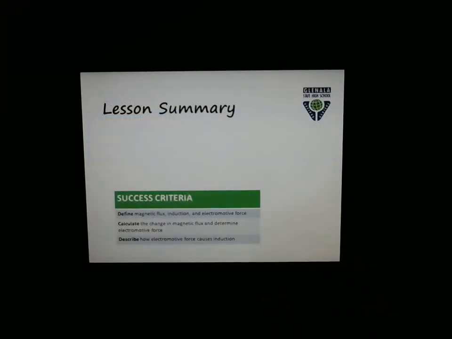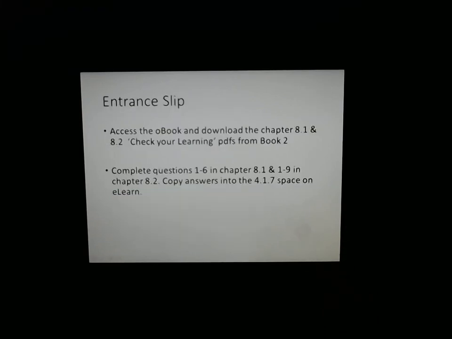In our video today, we have learnt the following. We've defined magnetic flux, and we've connected it to magnetic field strength. We've defined EMF, and we've seen how it is a product of moving a magnet, and we've calculated EMF by changing different factors.